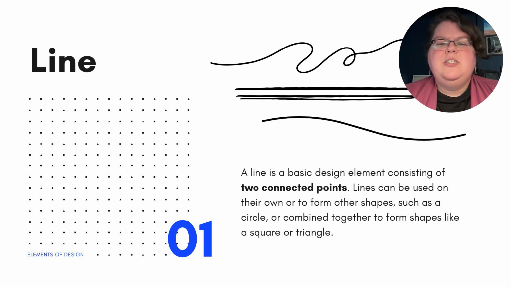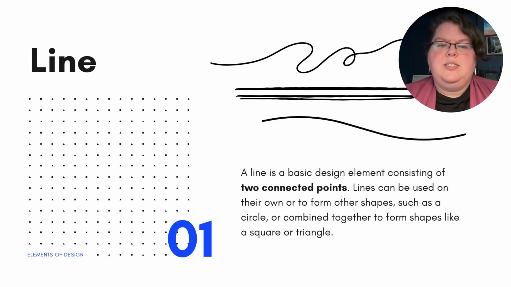So first, let's begin talking about the design element of line. A line is a basic design element consisting of two connected points. Lines can be used on their own or to form other shapes, such as a circle, or combined together to form shapes like a square or triangle. Whether they're horizontal lines, diagonal lines, or vertical lines, lines can help direct the eye towards a certain point in your composition. You can also create texture by incorporating different types of lines, such as curved or patterned lines, instead of just straight lines.